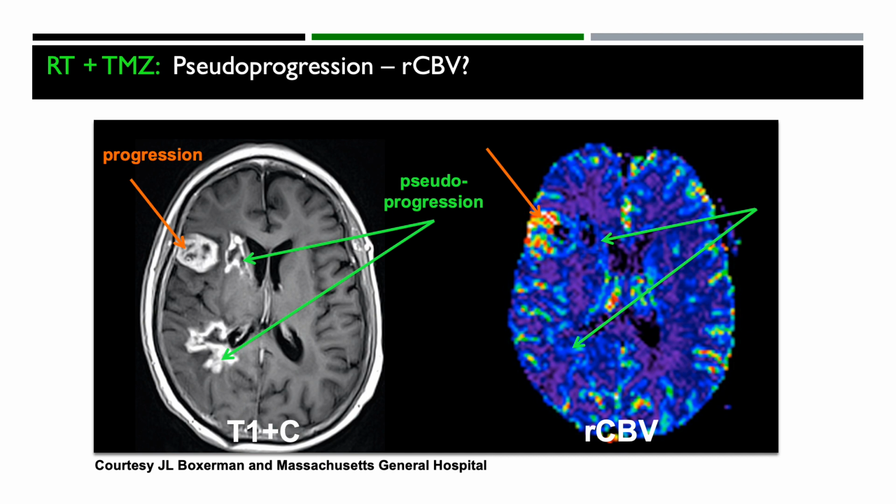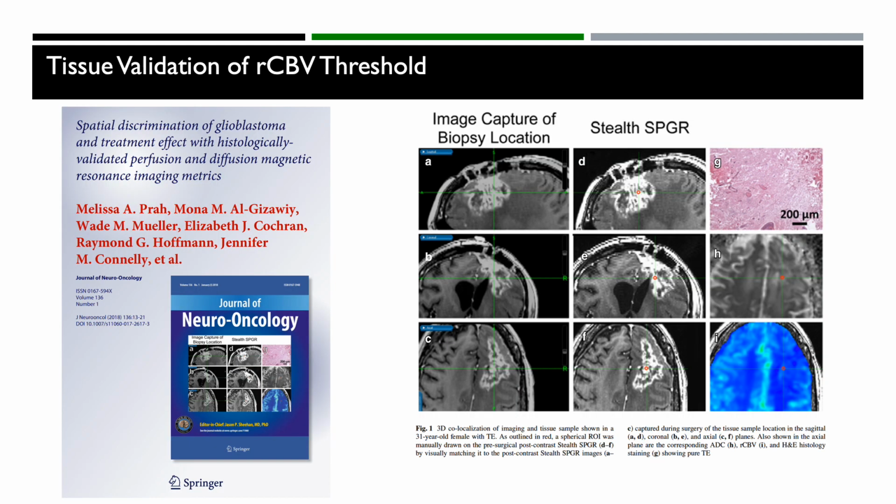However, the question is, what is the level of rCBV that's going to make the distinction between tumor progression and treatment effect, or something you don't have to worry about? To try to get at that answer, we performed a study where we correlated the areas of tissue biopsy, so the tissue from a particular area, and we correlated that with the measurement on the imaging that we would get. Okay, so this is a tissue validated measure of our rCBV.